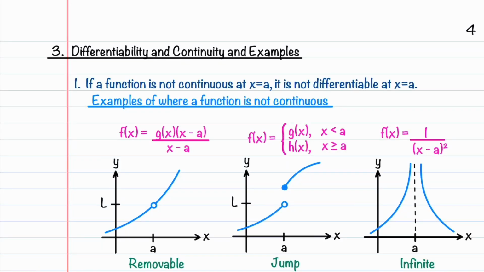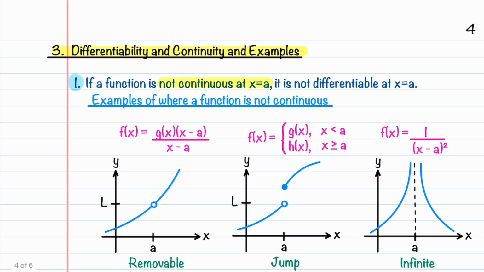We're now going to learn how differentiability and continuity of a function are related and walk through some examples. There are three main facts about differentiability and continuity that we need to know. Here's the first one. If a function is not continuous at a point x is equal to a, then it is not differentiable at that point.